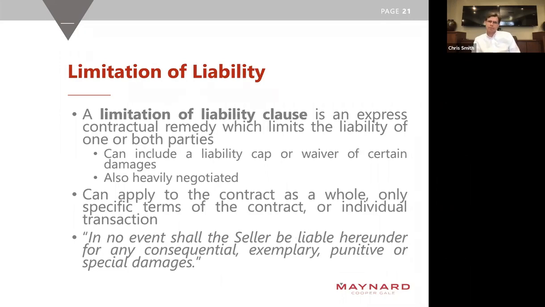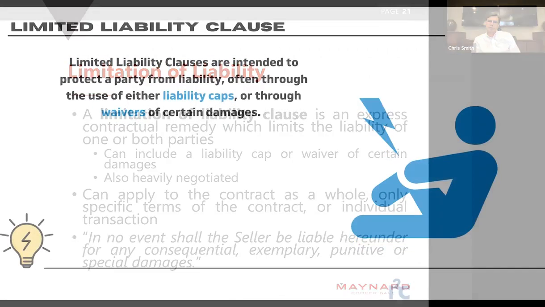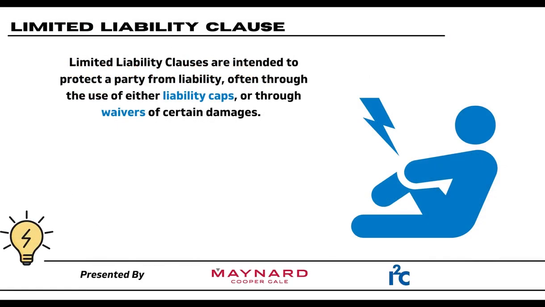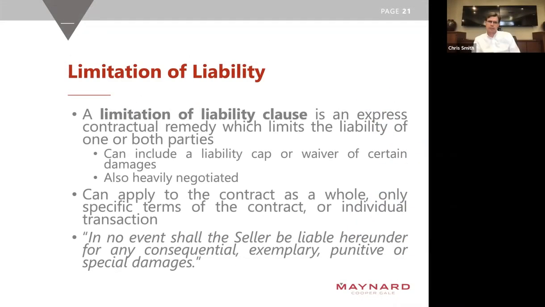Limitation of liability. It's a clause. It's an express contractual remedy which limits the liability of one or both parties. It can include a liability cap or a waiver of certain damages. This is another provision that's often heavily negotiated. It can apply to the contract as a whole, or just specific terms of the contract, or an individual transaction or piece thereof. And a sample provision there is, "In no event shall the seller be liable hereunder for any consequential, exemplary, punitive, or special damages."